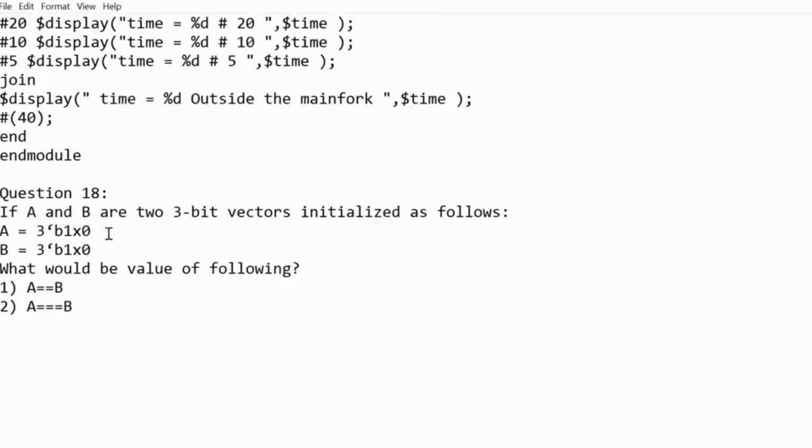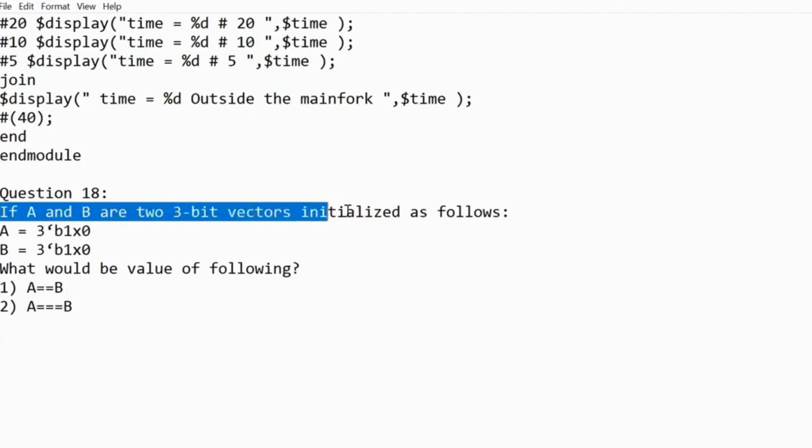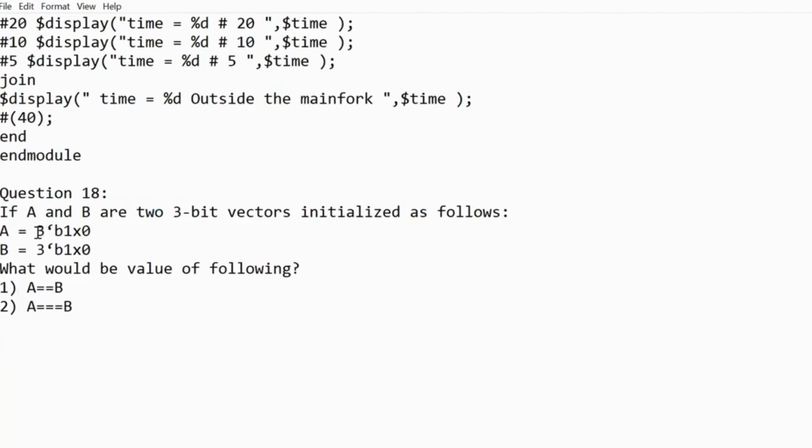Okay, and next question. If A and B are two 3-bit vectors, suppose A equal to 3-bit 1x0, B also 1x0. So what would be the value of the following? A equal to B, A triple equal to B. Equality operator, arithmetic equality operator. So what will be the value here? A equal to B and A triple equal to B.